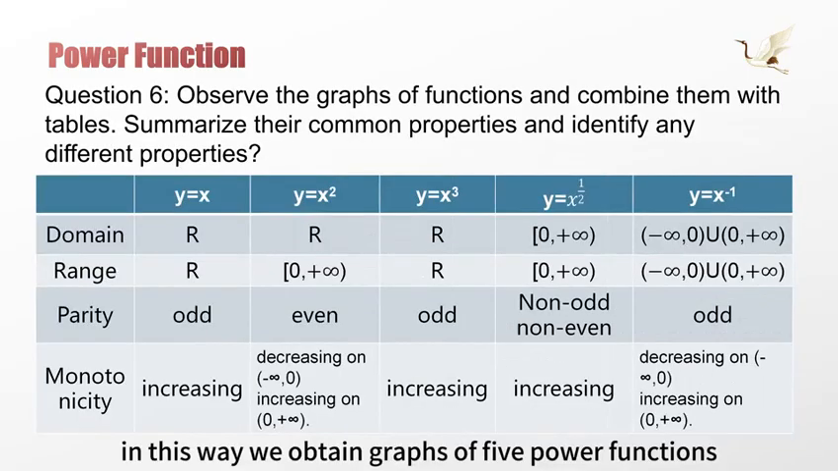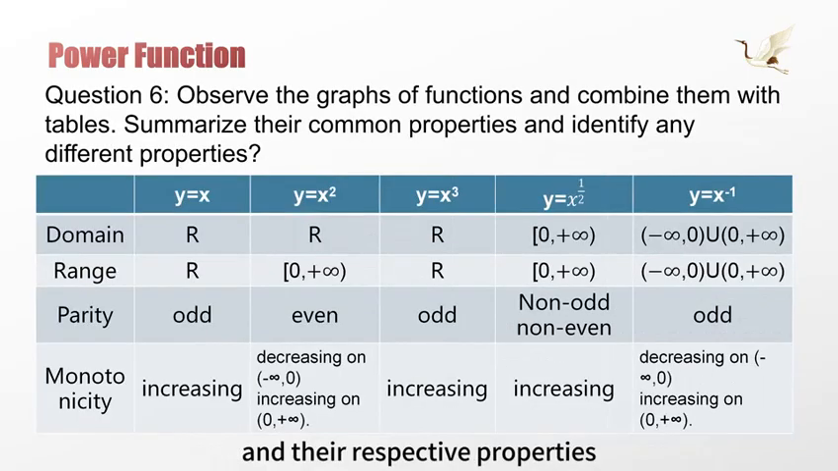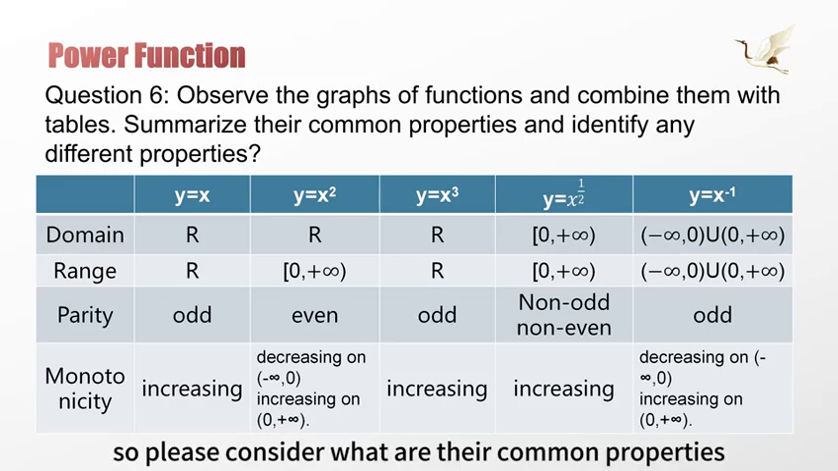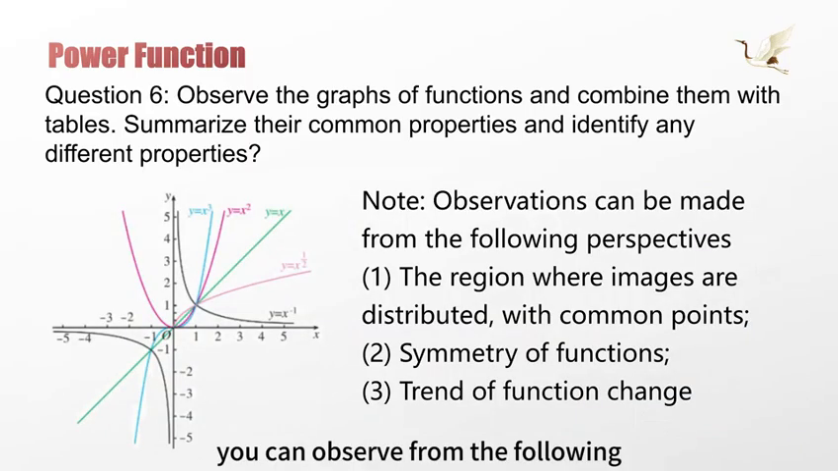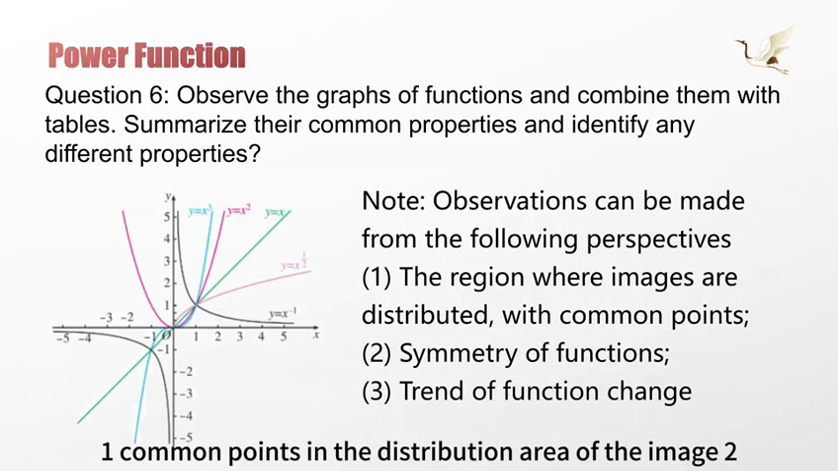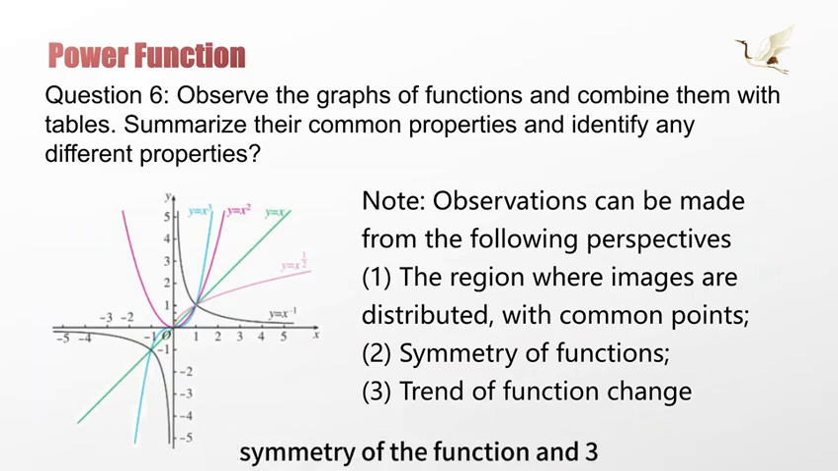In this way, we obtained the graphs of 5 power functions and their respective properties. So please consider, what are their common properties? What are the different properties? You can observe from the following perspectives. 1. Common points in the region where the images are distributed. 2. Symmetry of the function. And 3. Trend of function changes.